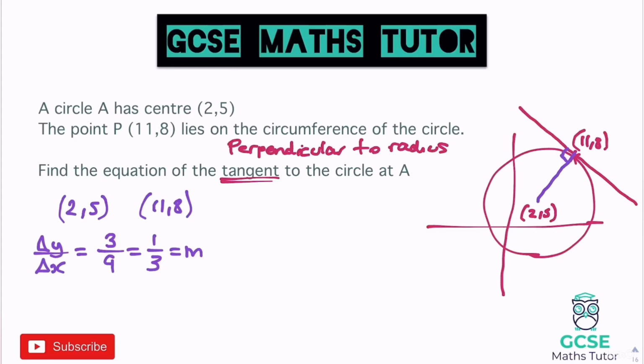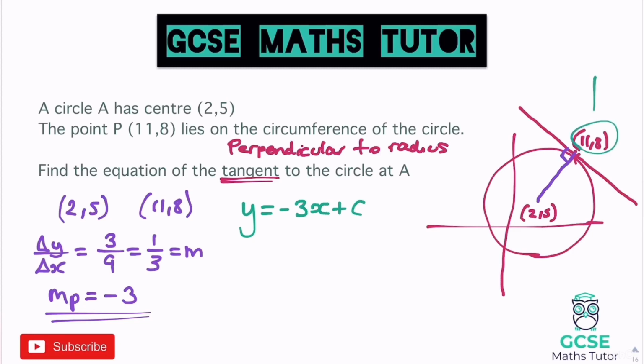So looking at the tangent, which is perpendicular, I can say that the gradient of that is, well, flip it over, would give us 3, change the sign, -3. So there's the gradient of the tangent. So if we stick that into our line equation, as the tangent is a straight line, we get y equals -3x plus c. And we know that it passes through this point 11, 8. Otherwise it wouldn't be on the circumference of the circle, which it says it is. That's where the tangent meets it.